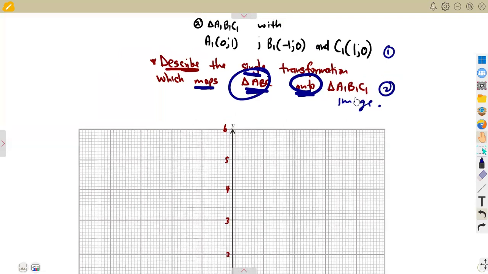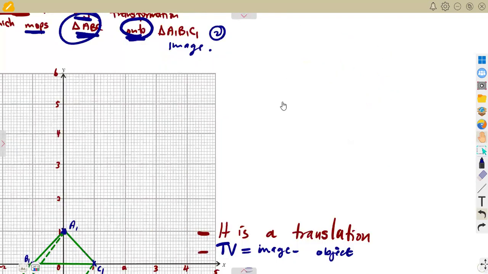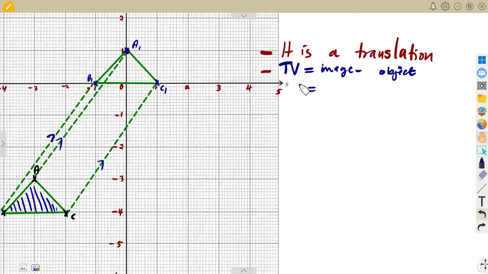This one is the image. So we are going to take corresponding points. We subtract image minus object. So if I use A1 on the image, I'm going to use A on the object. So this is A1, the point A1, the coordinates.